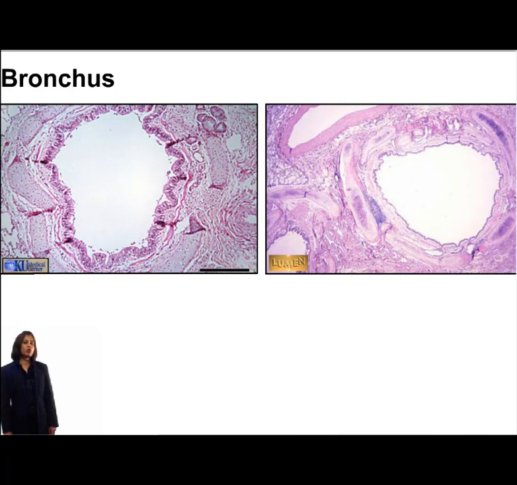Let's now move to the next set of slides, which are those of the bronchus. Now in the bronchus, if you look at both the right and the left images, you can see an entire lumen, you can see cartilage plates, and in the left image you also see some glands in the submucosa.